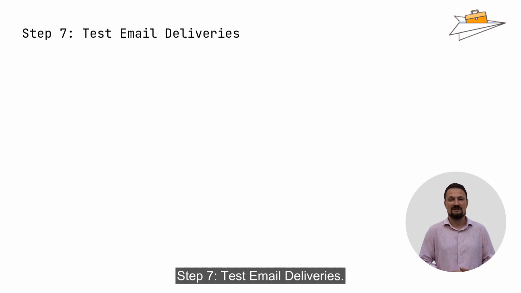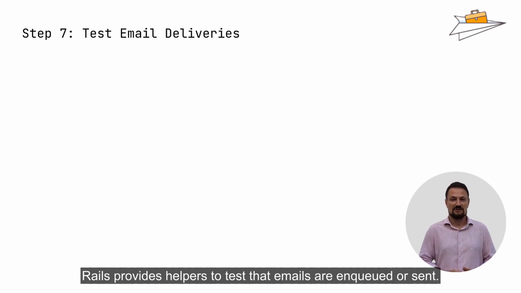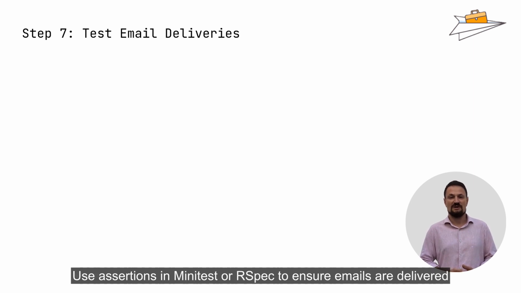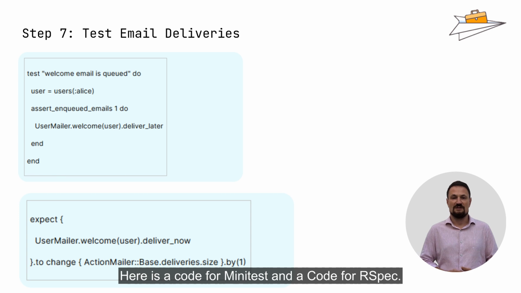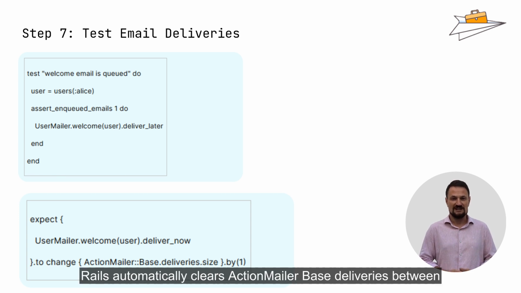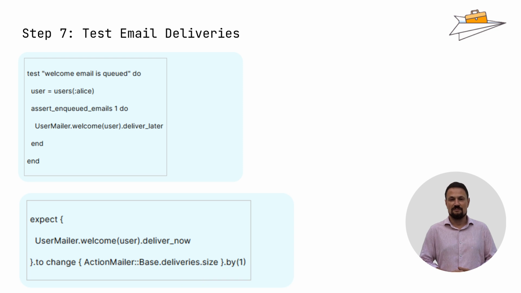Step 7. Test email deliveries. Rails provides helpers to test that emails are enqueued or sent. Use assertions in Minitest or RSpec to ensure emails are delivered without relying on external services. Here is the code for Minitest and the code for RSpec. Rails automatically clears ActionMailer deliveries between tests. That way, each test stays isolated and doesn't depend on any external email services.